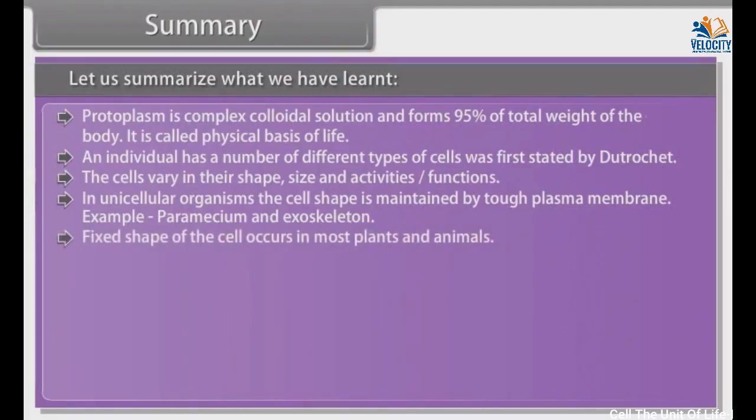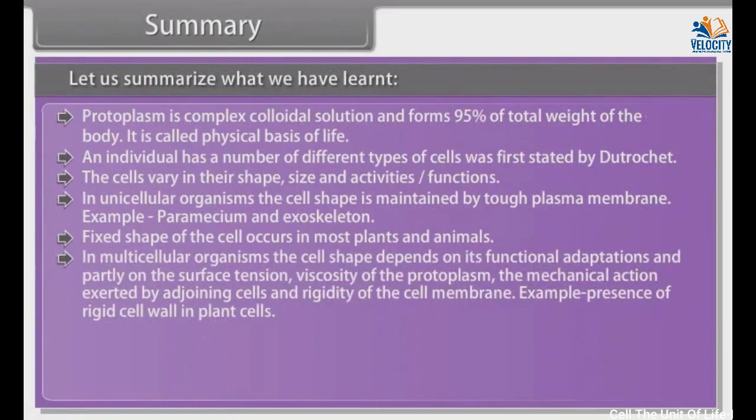Fixed shape of the cell occurs in most plants and animals. In multicellular organisms, the cell shape depends on its functional adaptations and partly on the surface tension, viscosity of the protoplasm, the mechanical action exerted by adjoining cells, and rigidity of the cell membrane. Example, presence of rigid cell wall in plant cells.